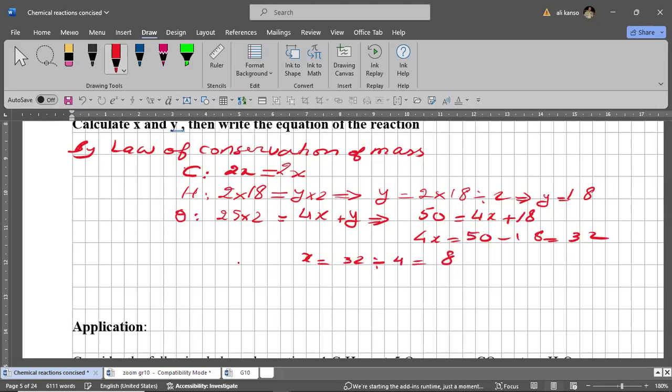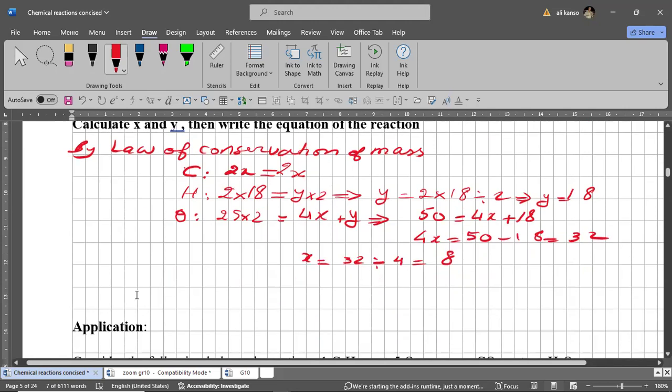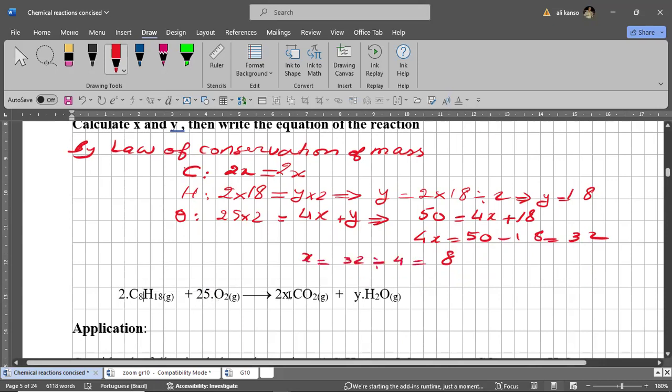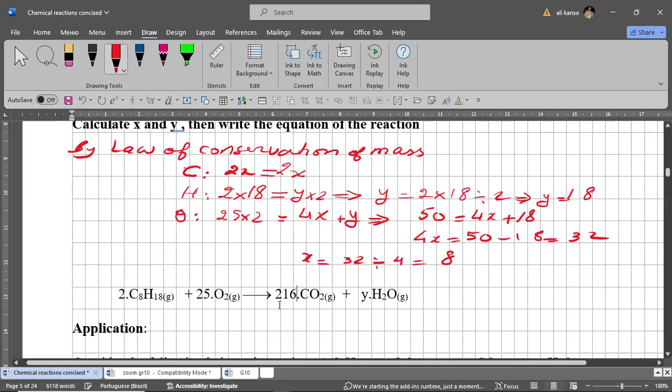Finally, the equation will be: replace, instead of x, put 8. Instead of 2x, 2 times 8 is 16. Instead of y, put 18. And we get finally a balanced equation.